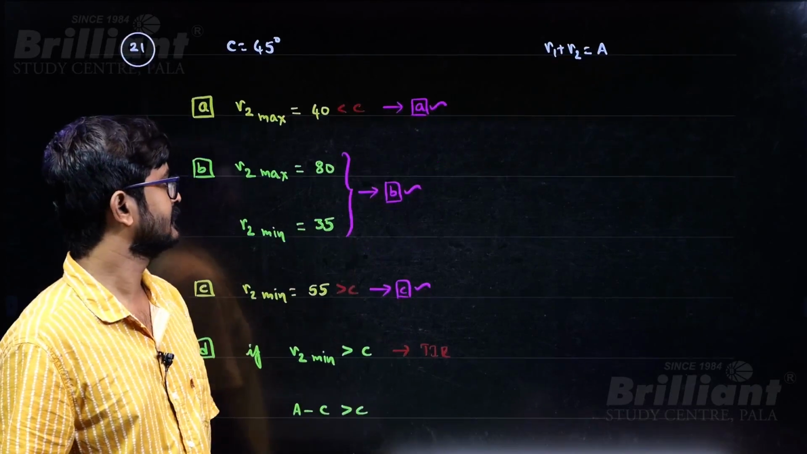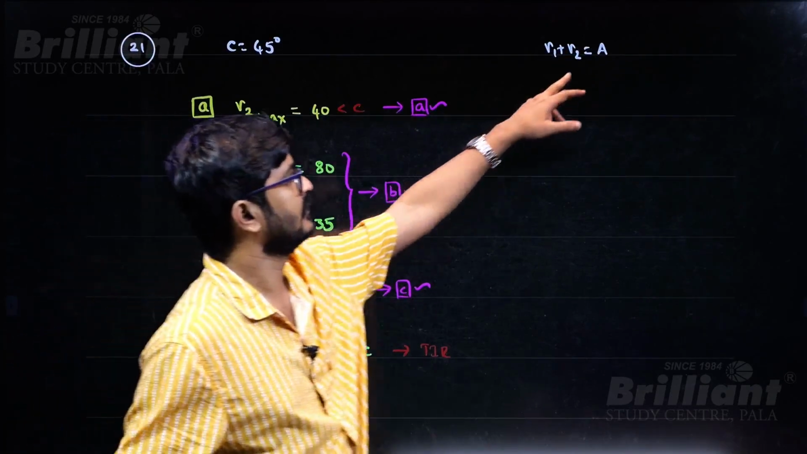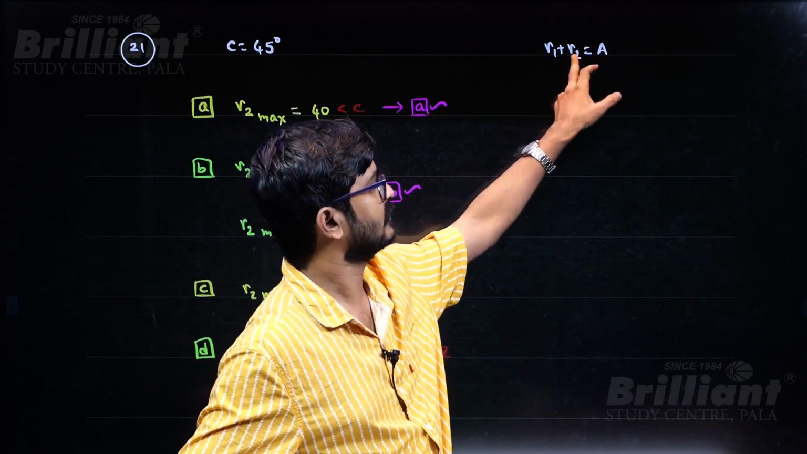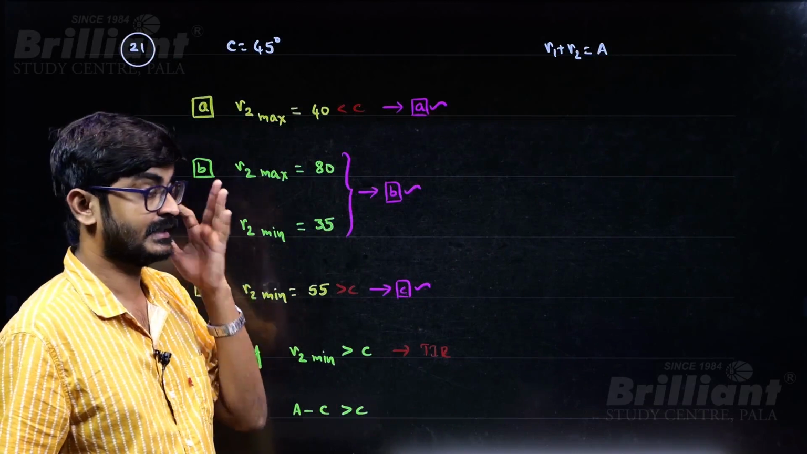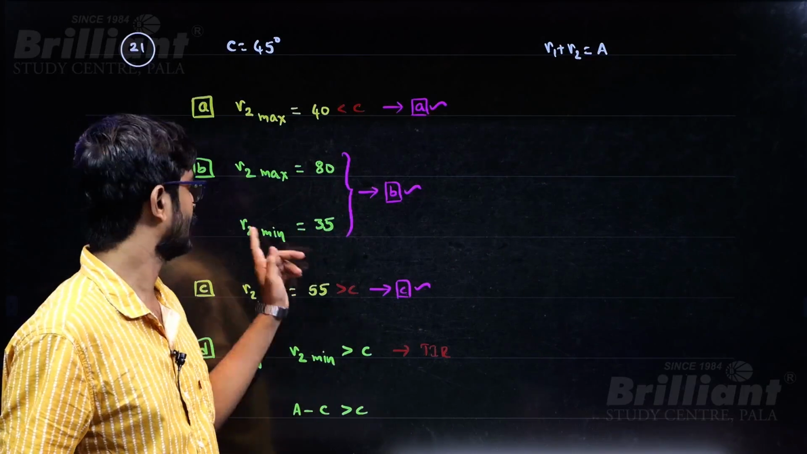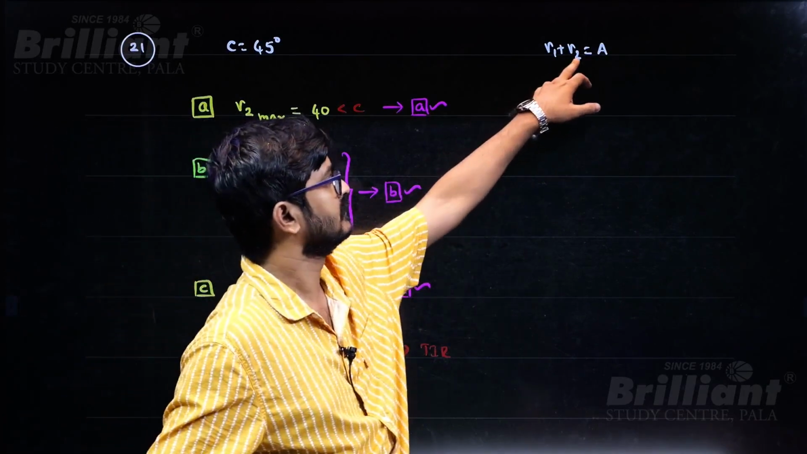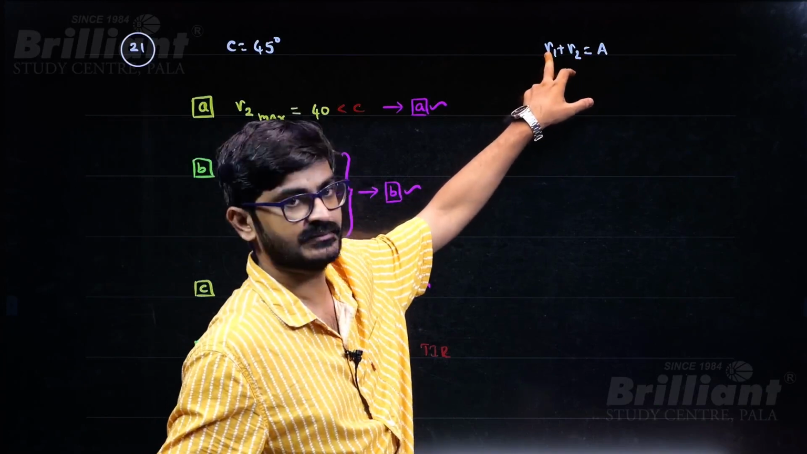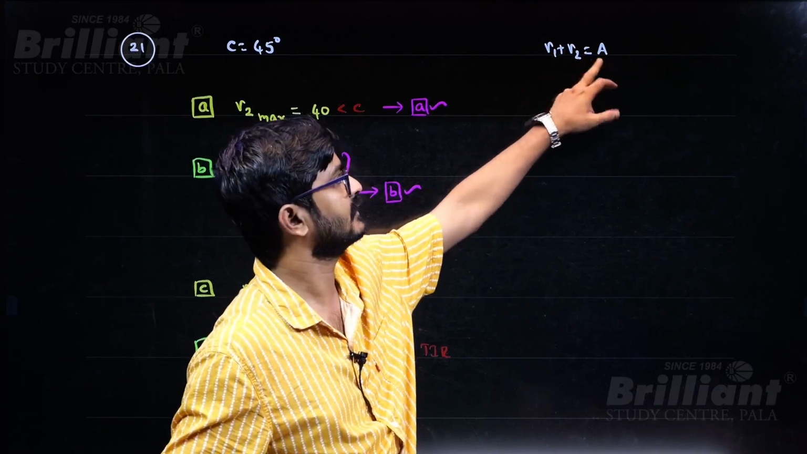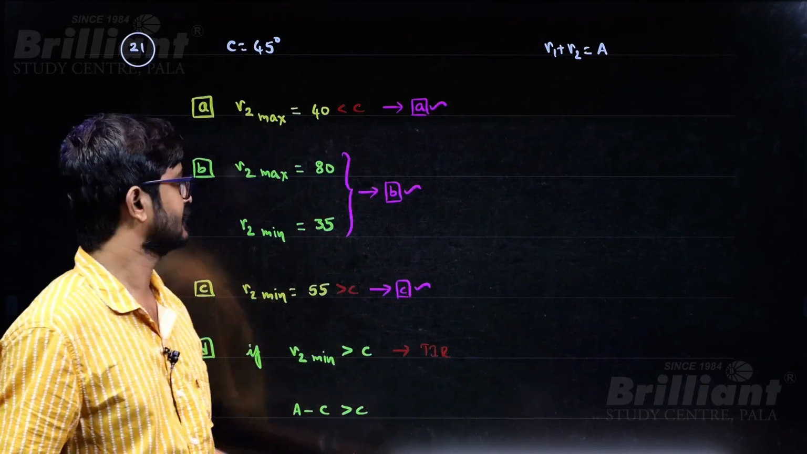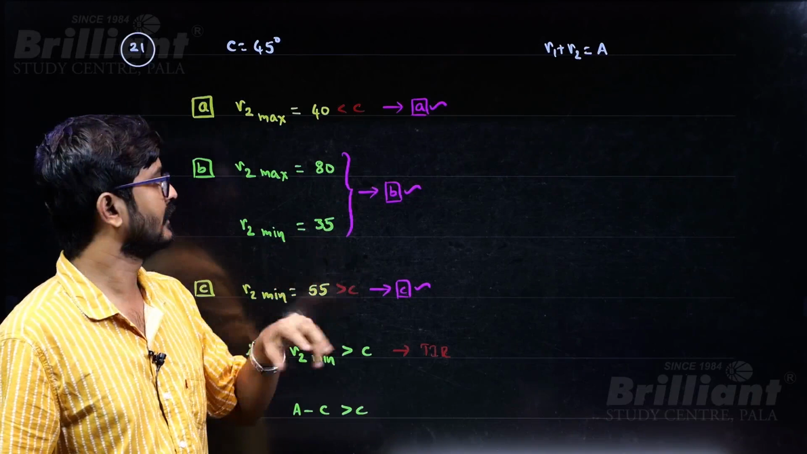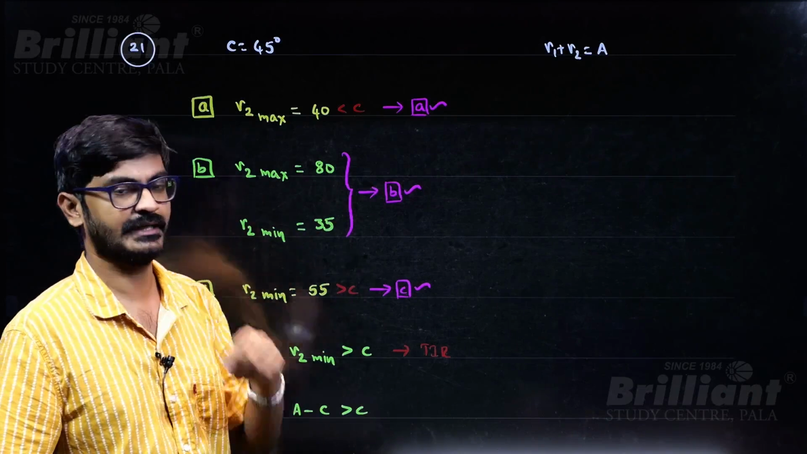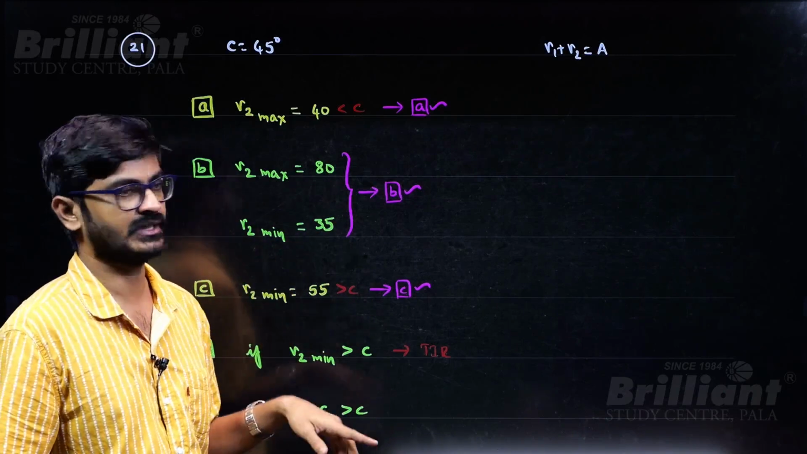Now in the second case, for R2 to be maximum, R1 will be minimum. So R2 maximum equals A, 80. 80 is greater than the critical angle, so there will be total internal reflection. What about R2 minimum? R2 minimum will happen when R1 is maximum. R1 maximum is 45. So 80 minus 45, 35. So the R2 value ranges between 35 and 80. So from 35 to 45, they will be going out. From 45 to 80, they will be total internally reflecting. Some will go out, some will total internally reflect.